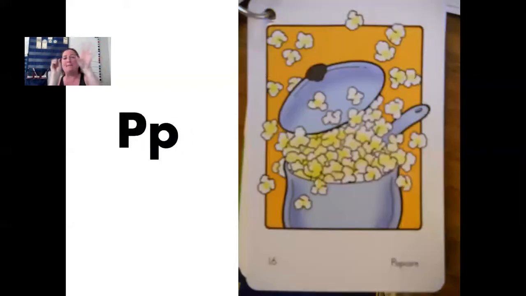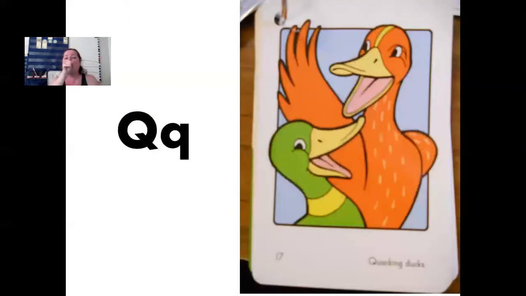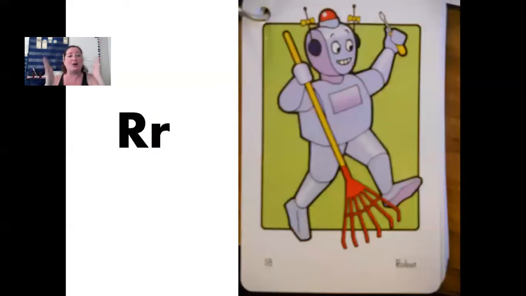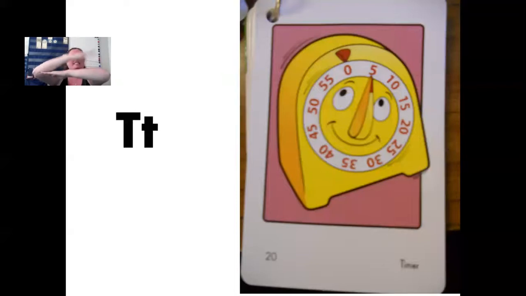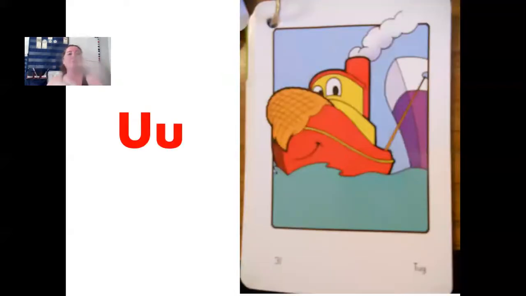Q, Qu, R, S, T, U. All right, but look at U. U is red again, so that's another vowel, so 2 sounds. So the short sound and U is the long sound.